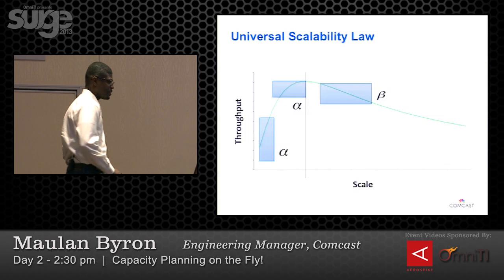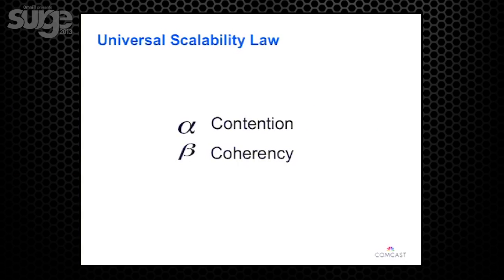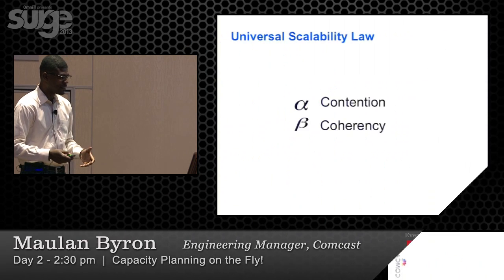So let's just move forward a bit. So what's alpha? Alpha is contention, and beta is coherency. And you might ask yourself, what's contention? What does that mean? How can I quantify that? So think of it like this.